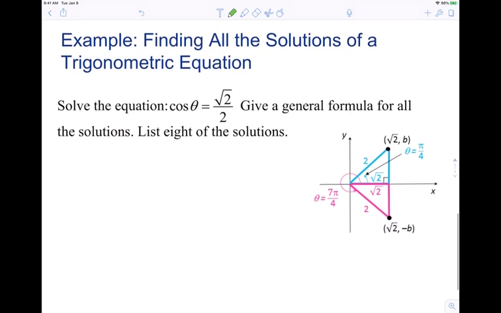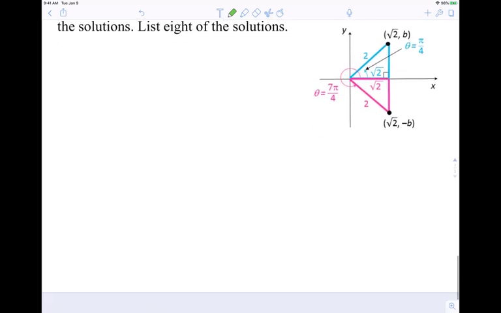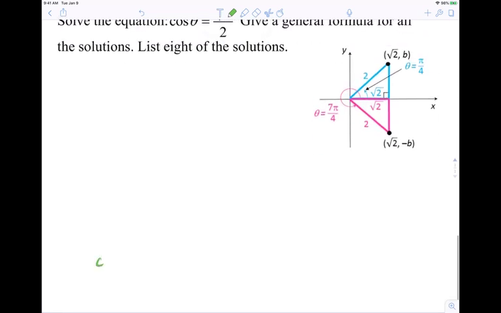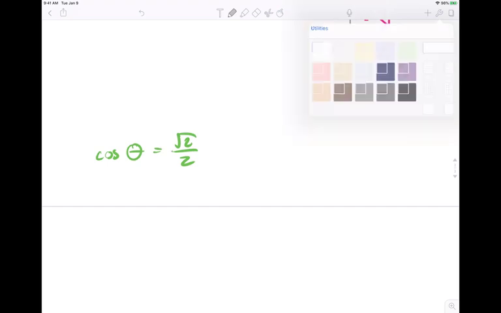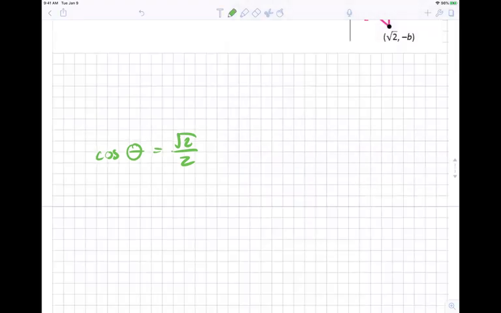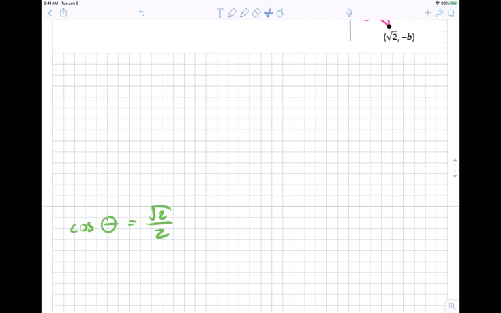So we're asked to find all the solutions of this. We have cosine theta equals square root of 2 over 2. And let's go to paper. I like my grid paper. So we want to solve this.